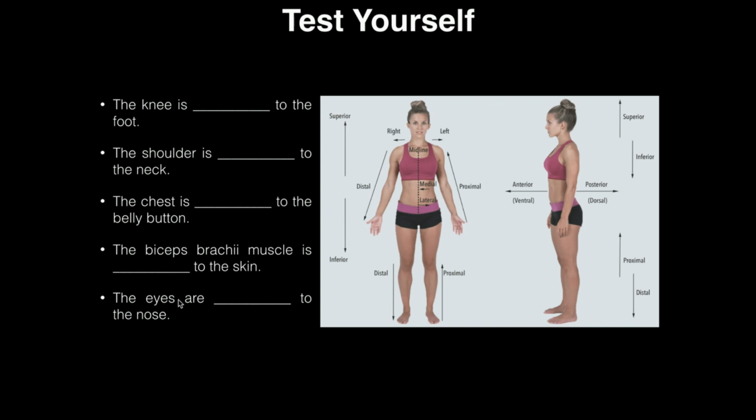The last one, the eyes are blank to the nose. Well, we look here, the eyes are above the nose, certainly, so they're higher up. So we could say the eyes are superior. That would be one answer that would definitely be correct. But we also see the eyes are further away from the midline than the nose is. The nose is actually on the midline, whereas the eyes are lateral to it. So in addition to saying superior, we could also say the eyes are lateral to the nose. And in some rare cases, two answers could suffice. Okay?